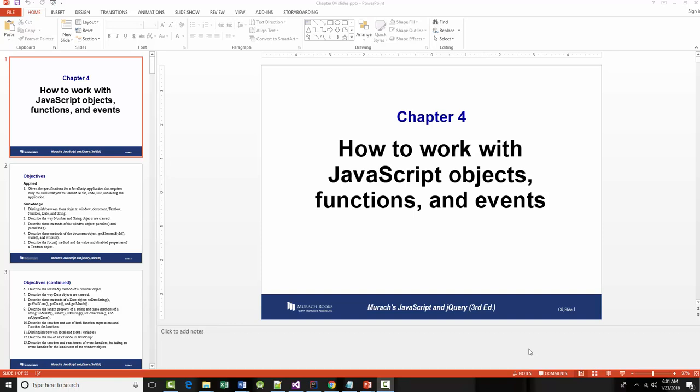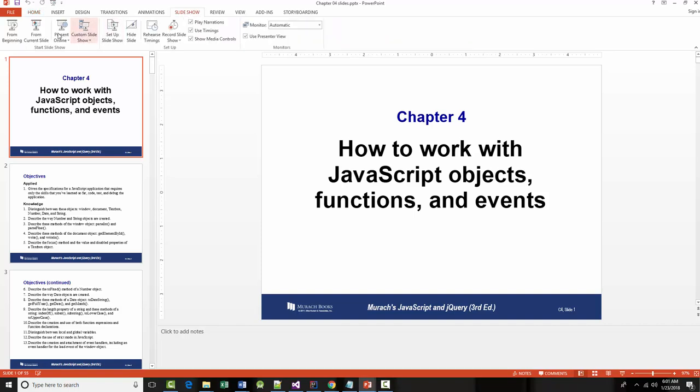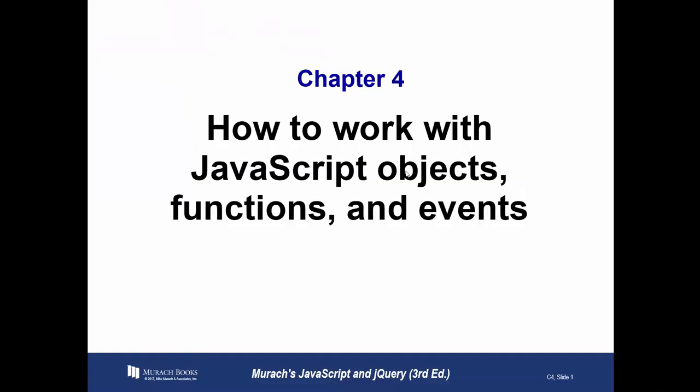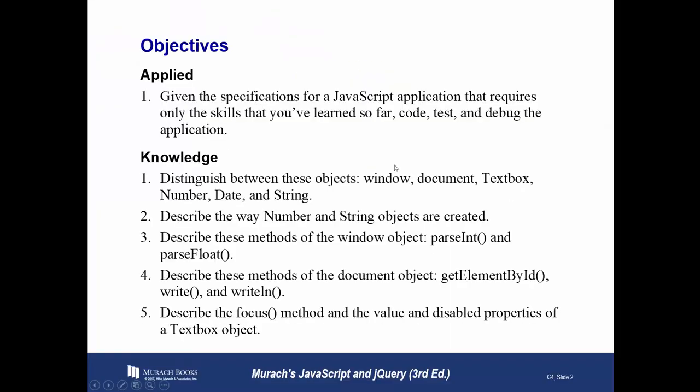For Murach's JavaScript and jQuery, 3rd edition. We are on Chapter 4 of 18, and as you can see on the screen here, Chapter 4 is on how to work with JavaScript objects, functions, and events. This is a fairly complex chapter considering where we've come so far. So we've got one applied objective, and I think it's like 11 knowledge objectives.